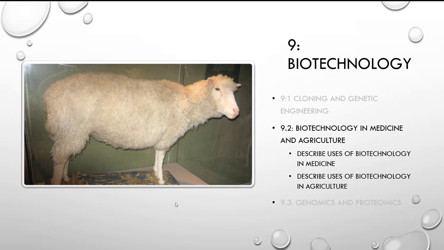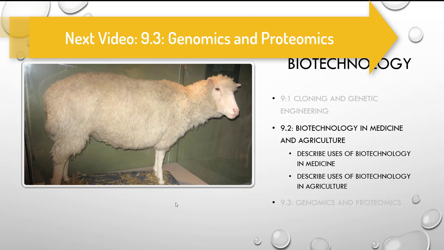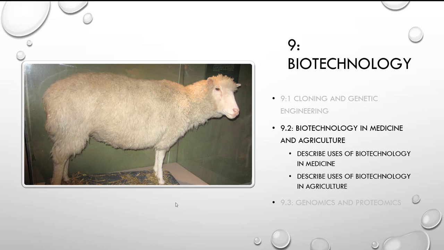All right, so we are done with section 9.2, Biotechnology in Medicine and Agriculture. By now you should be able to describe the uses of biotechnology in medicine as well as the uses of biotechnology in agriculture. So in our final lesson in Unit 8, our 8th video, we'll get into 9.3, genomics and proteomics. I'll see you then.